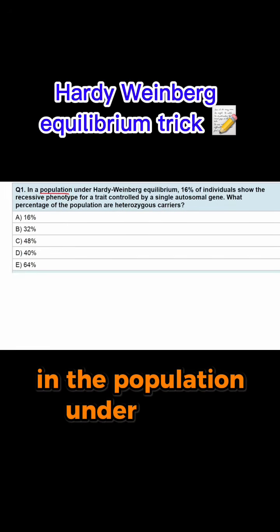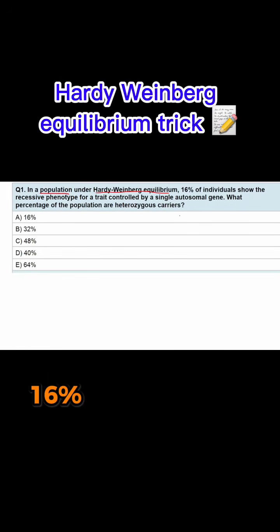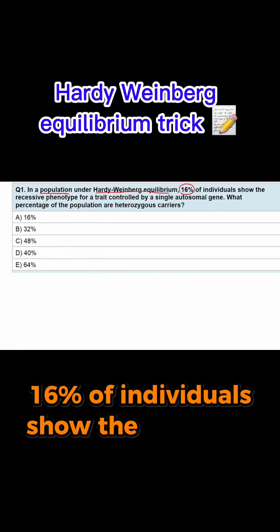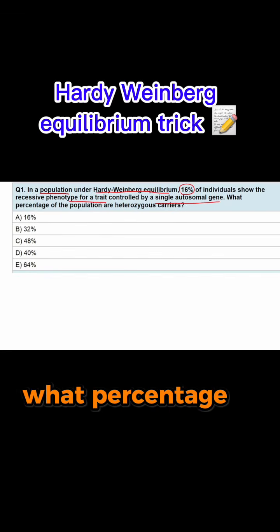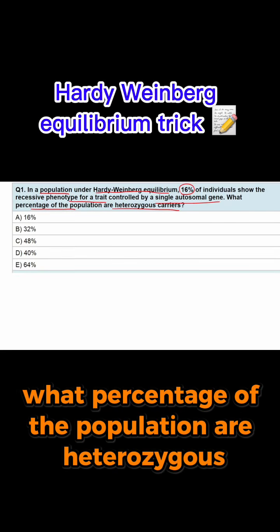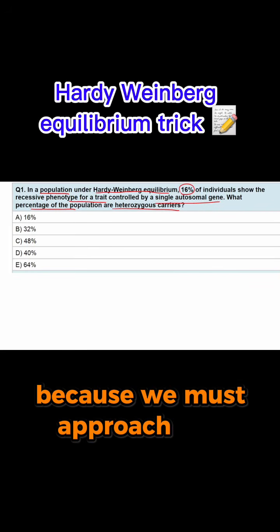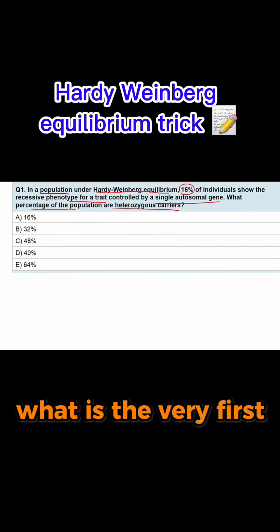In a population under Hardy-Weinberg equilibrium, 16% of individuals show the recessive phenotype for a trait controlled by a single autosomal gene. What percentage of the population are heterozygous carriers? Stay with me here because we must approach this systematically. What is the very first thing we do?